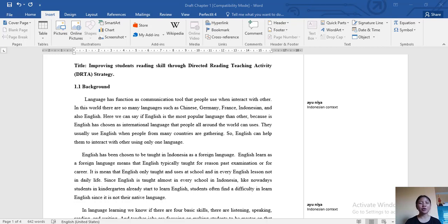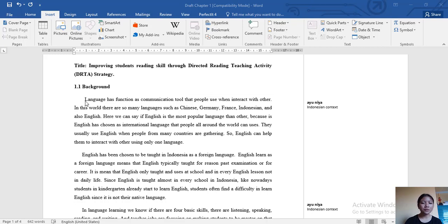So on this occasion, I would like to review my friend's research entitled Improving Students' Reading Skills Through Direct Reading Teaching Activity, or DRTA, strategy. Alright, let me see from the first chapter. It is from the introduction and the background of the study. This is the research from Sukma Rahayu.